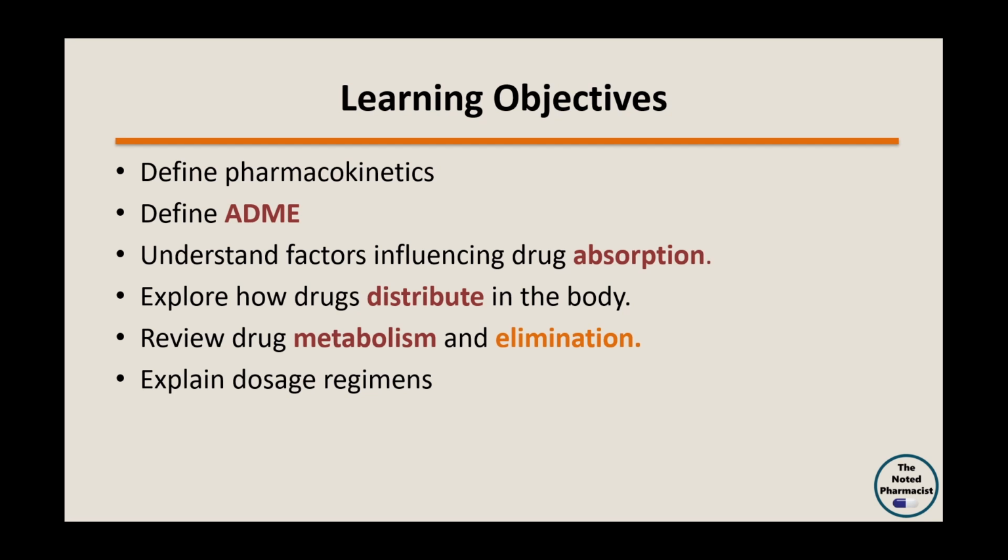Discuss drug distribution and how factors like body composition and protein binding affect where drugs accumulate in the body. Examine the process of metabolism, particularly the role of liver enzymes in transforming drugs for elimination. Recognize the significance of elimination in determining drug duration and required adjustments for renal function. Explain dosage regimens, focusing on concepts like half-life, bioavailability, and dose adjustments in special conditions.